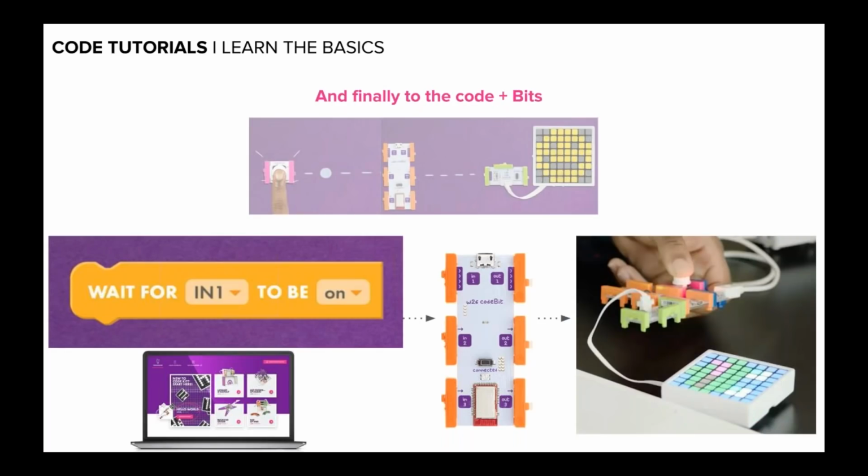And then finally, the same analogy is used to talk about code. So they learn that there are code blocks that are inputs, and there are code blocks that are outputs, and that there are a variety of different types of code blocks that are sent through the code bit, which is sort of the brain of the bits, between the code and the physical bits, which is going to create the output that you've coded. So all this is done within the coding tutorials.